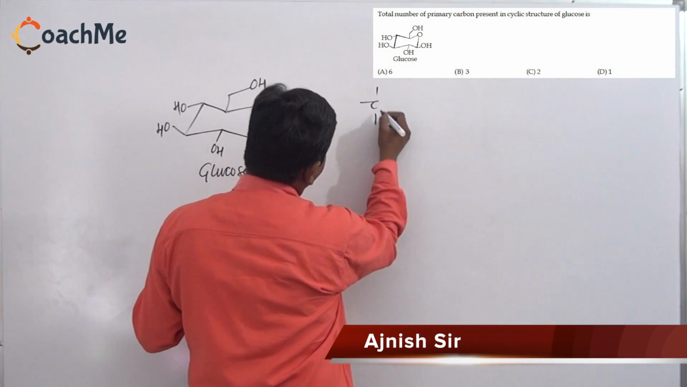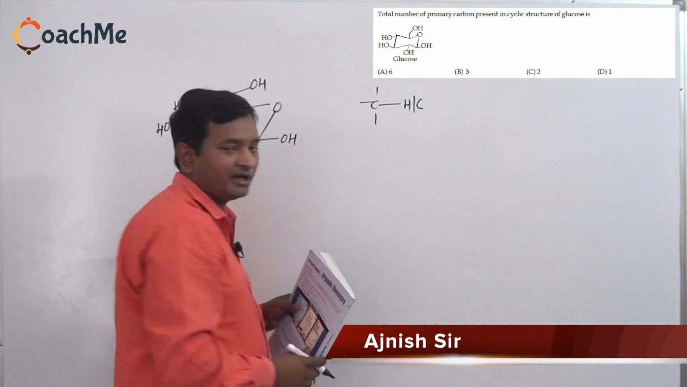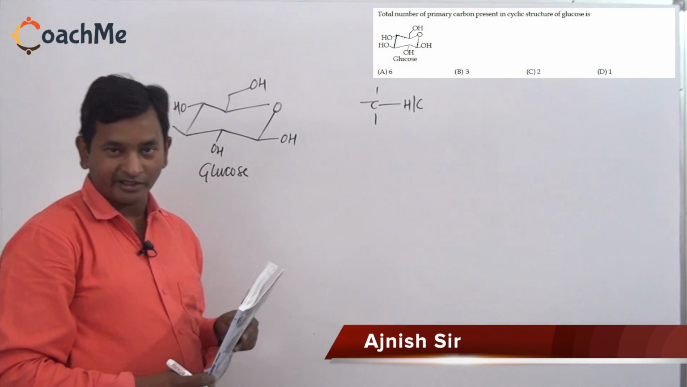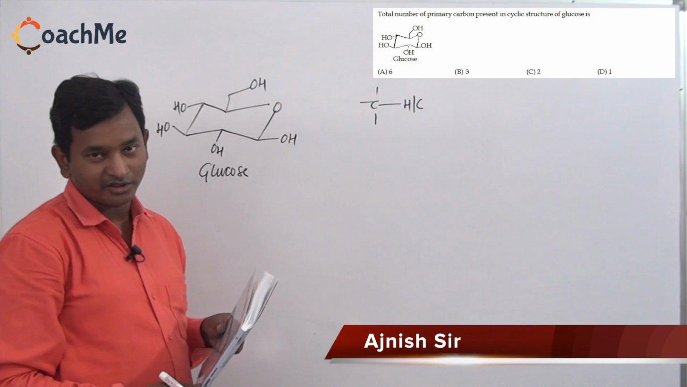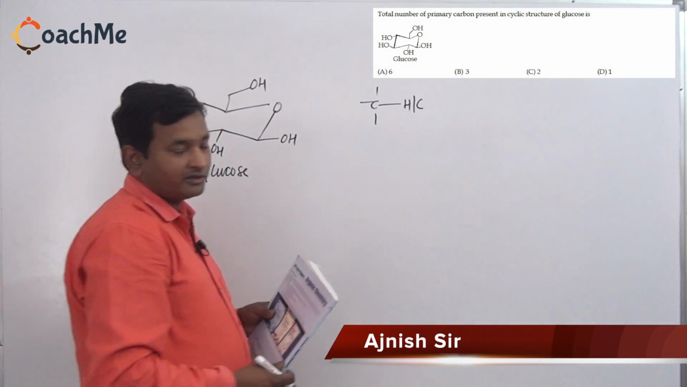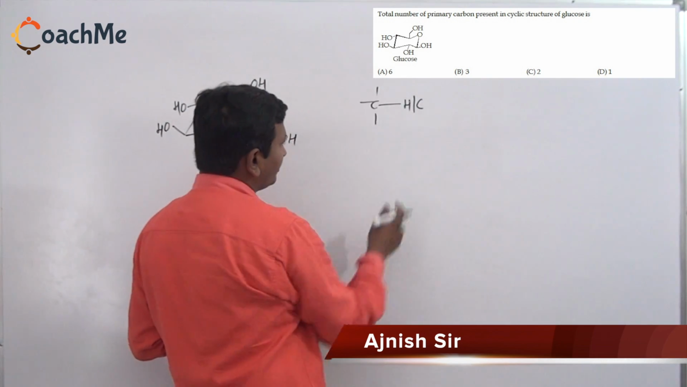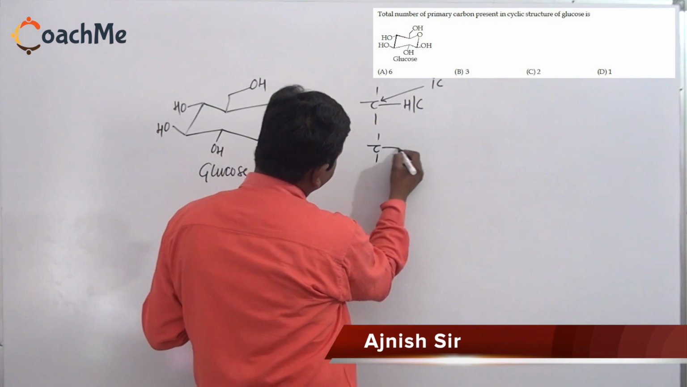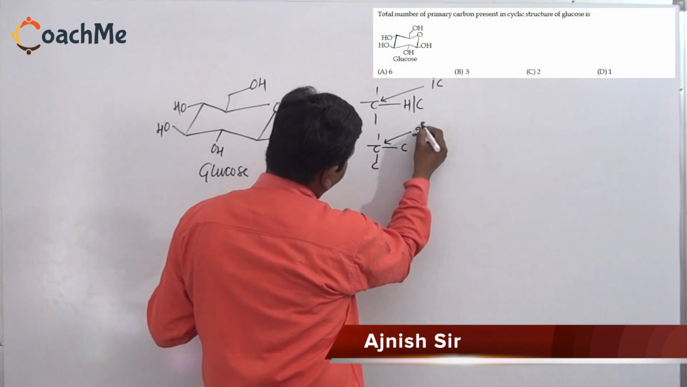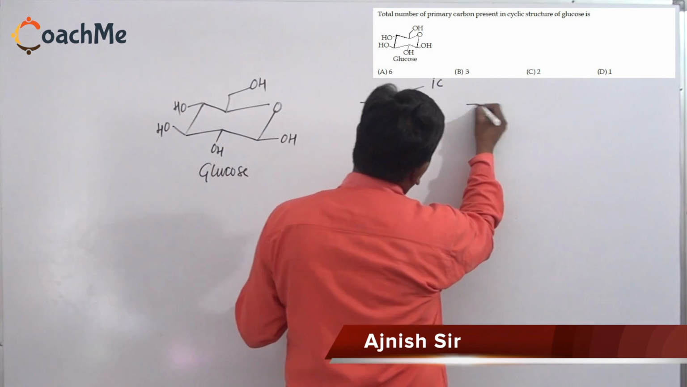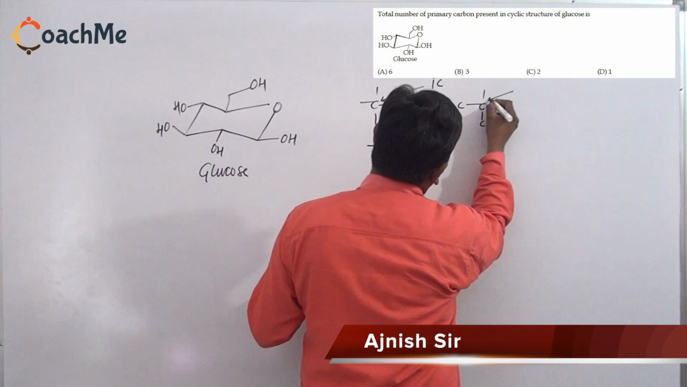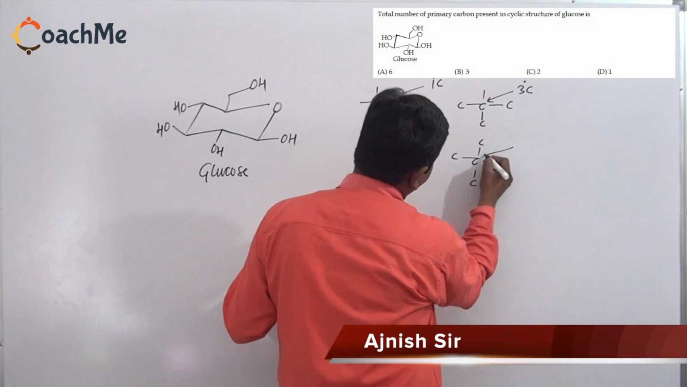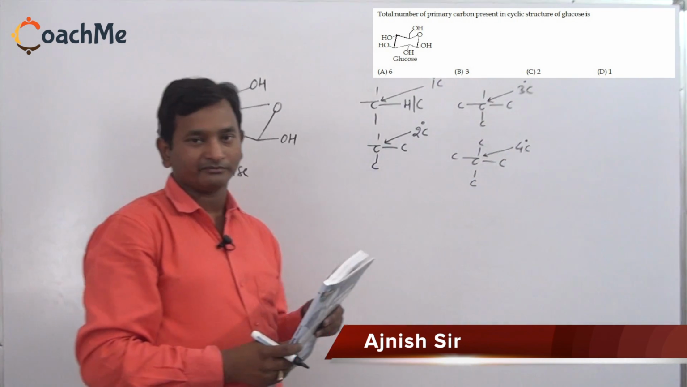If the carbon is attached with none or 1 carbon atom, it may be attached with nitrogen, oxygen, sulfur, halogen, they are considered as non-carbon. If the carbon is attached with none or 1 carbon, this is called a primary carbon. But if carbon is attached with 2 carbon, this is called a secondary carbon. If the carbon is attached with 3 carbon, this is called a tertiary carbon. And if carbon is attached with 4 carbon, it is called a quaternary carbon.